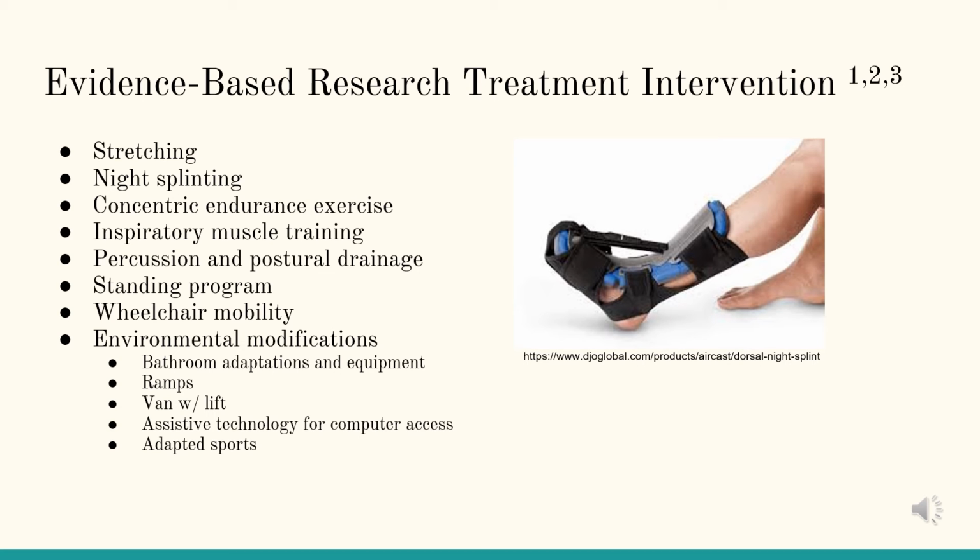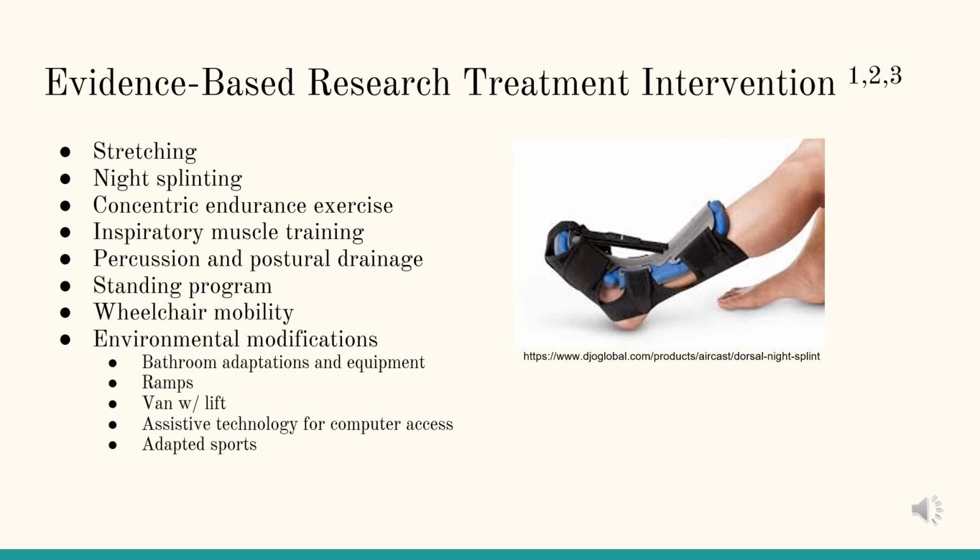Here's a list of different possible interventions for this population. It's important to focus on stretching and possibly night splinting to prevent any contractures from developing. The main muscles to focus on for stretching are the plantar flexors, the hamstrings, hip flexors, and the IT bands. Although as the patient does progress through their condition, you become more focused on the upper extremities, since the patient typically will lose function with their lower extremities first. So you'll then want to focus on stretching the finger flexors, the shoulder, and the elbow.